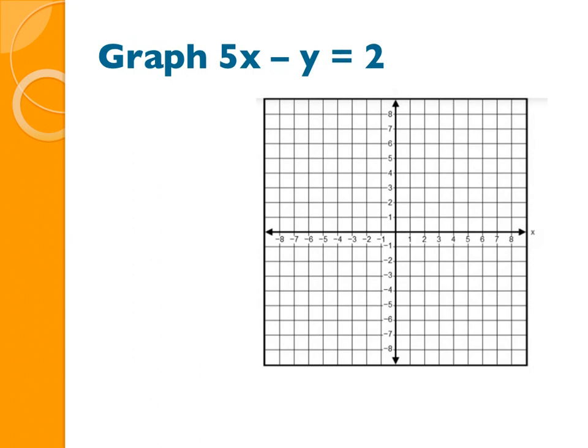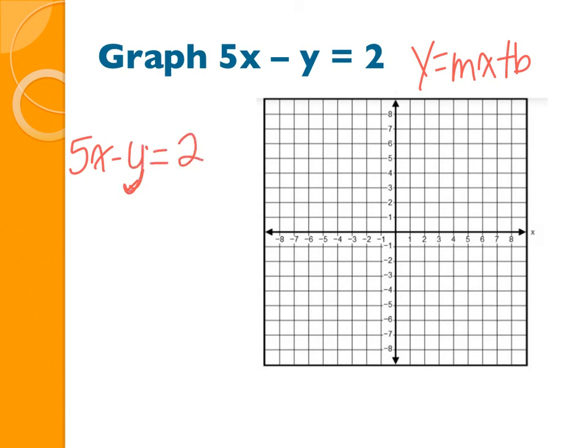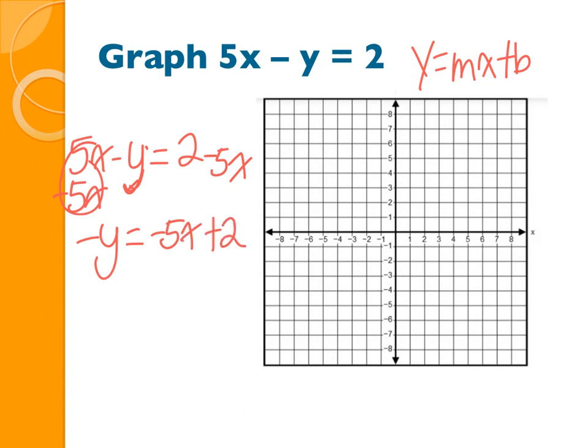Graph 5x minus y equals 2. So I'm going to write my slope-intercept formula up there. So I have 5x minus y equals 2. So I want to get the 5x over here with the 2. So I'm going to subtract 5x because it's a positive 5x. I'm going to go ahead and put it in slope-intercept form. So the negative 5x will go first, plus 2.